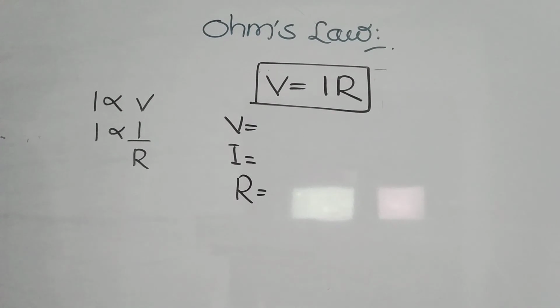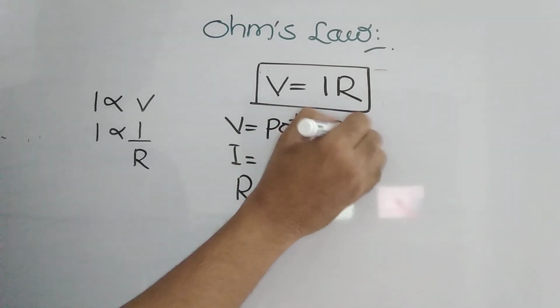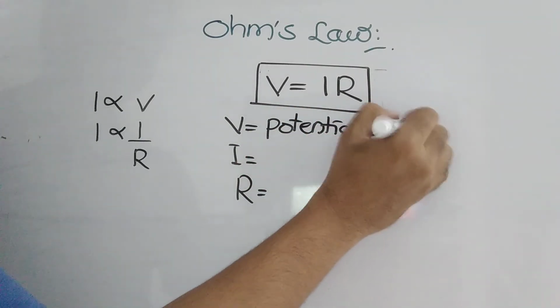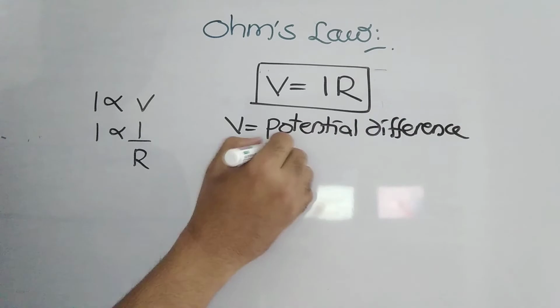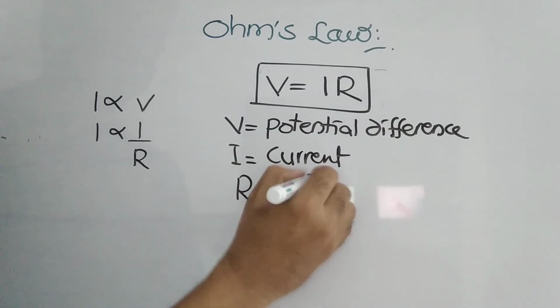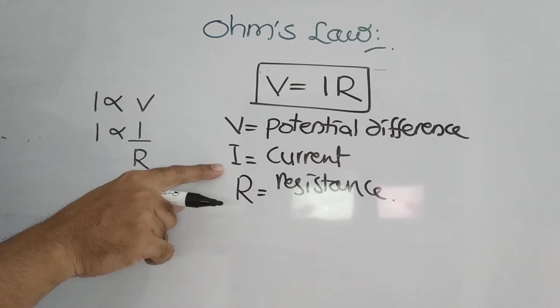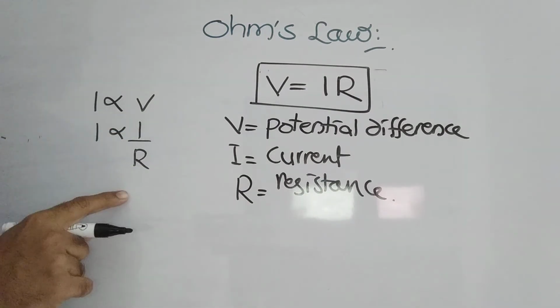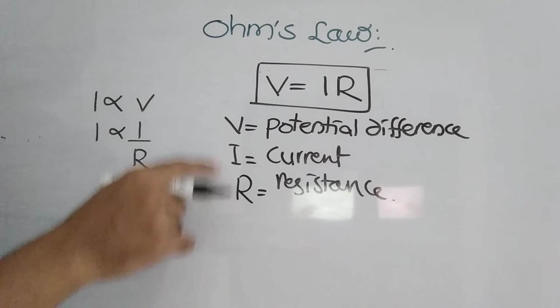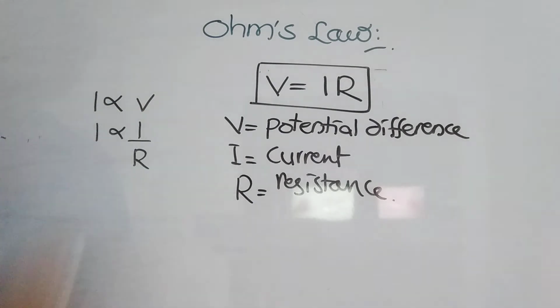Or you can say V = IR. V is potential difference, I is current, R is resistance. The law is very simple. I is directly proportional to V, inversely proportional to R. Current is directly proportional to potential difference and inversely proportional to resistance. Otherwise, simply remember V = IR.